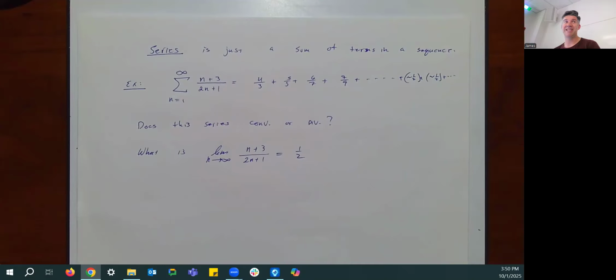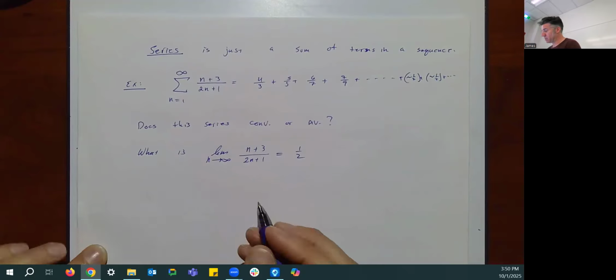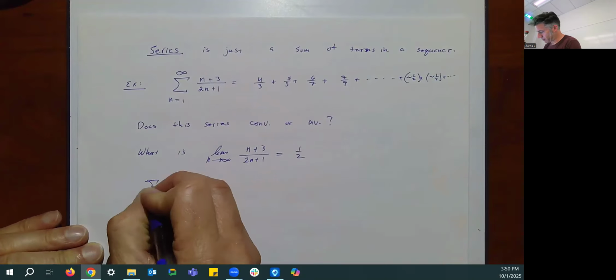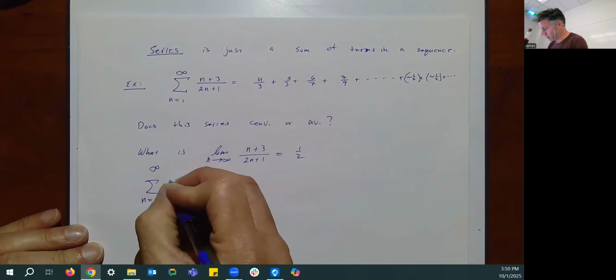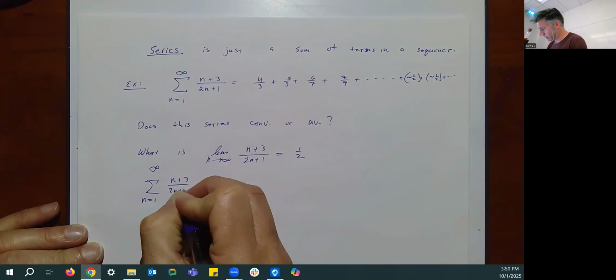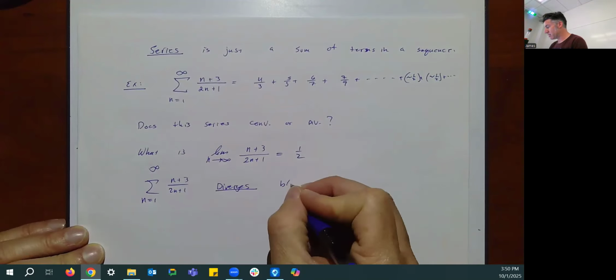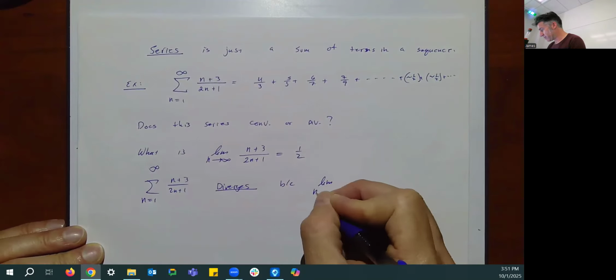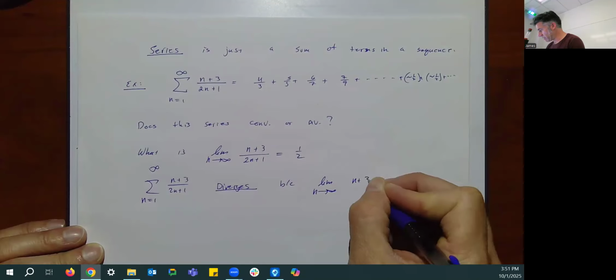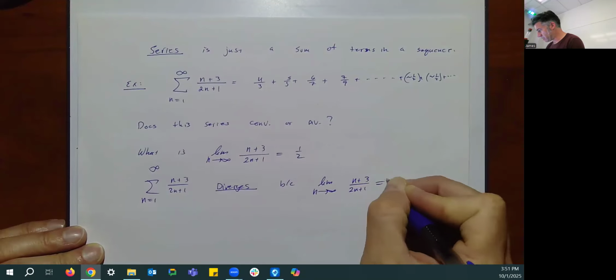It's infinitely large. If you add up half of infinity, it's still infinity. If you add up a non-zero thing, or something that's not getting close to zero, an infinite number of times, you're going to get infinity. So this series diverges. The sum from n equals 1 to infinity of (n plus 3) over (2n plus 1) diverges. And the reason is because the sequence has a limit that is not zero.